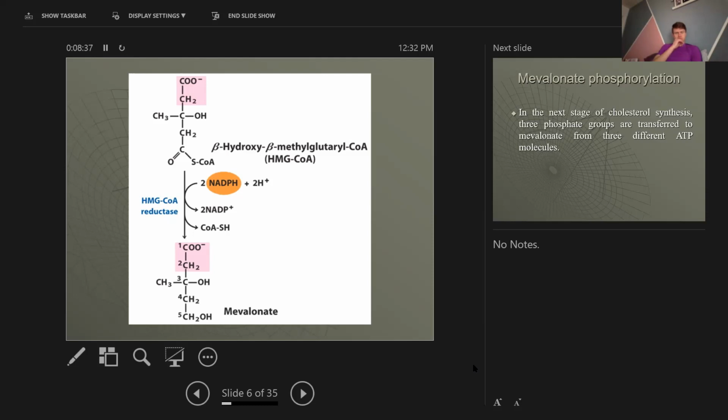Are they reciprocally regulated then? Yes. And insulin does the polar opposite. Insulin will activate the reductase instead of inactivating it. And it inactivates the kinase, because the kinase, when it phosphorylates HMG CoA reductase, decreases its activity.